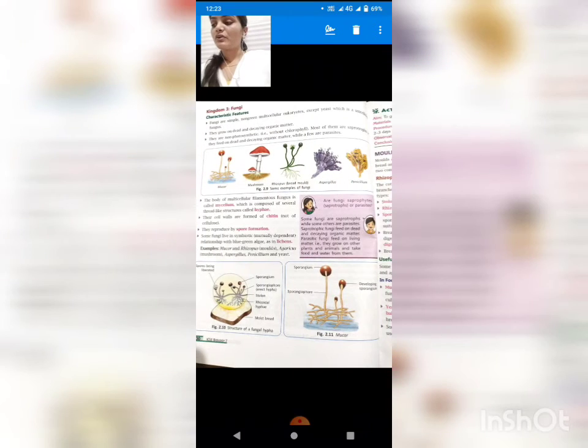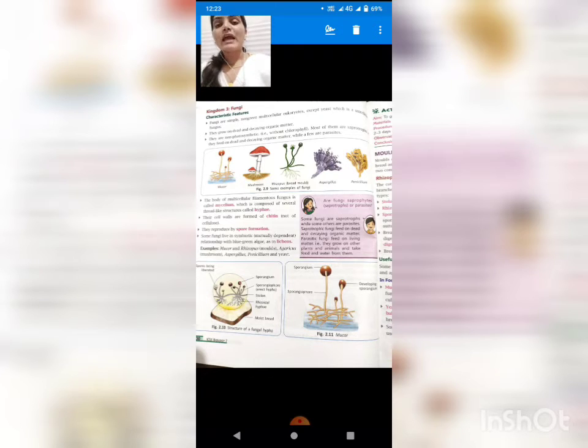Now the third kingdom is kingdom Fungi. Before telling you this, I wanted to tell you, students, that fungi were firstly kept with plants, but because of not having chlorophyll in their cells, they were kept in a different kingdom. So the third kingdom belongs to fungi.